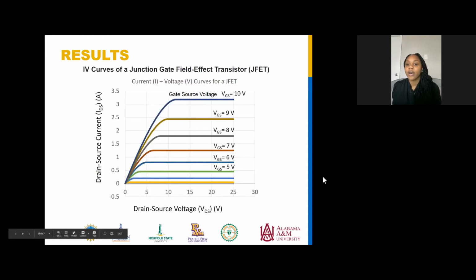Here's the layout of the IV curves of a junction gate field effect transistor, known as JFET. It shows the relationship between the drain source voltage and the drain source current. The max drain source current changes based on the gate source. Because the junction field effect transistor is a control device, no current flows into the gate.